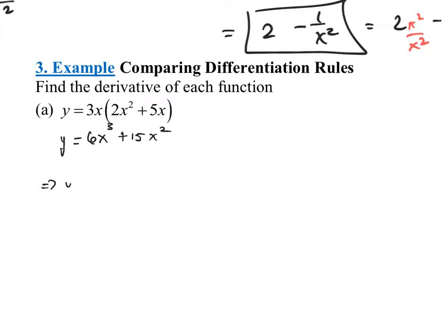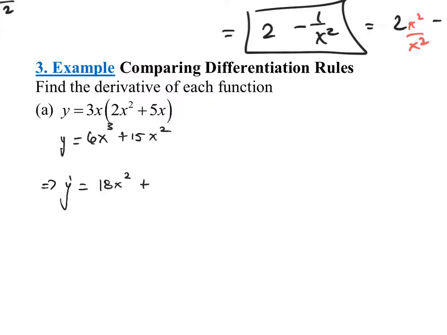And that would tell me I could simply find y prime, the derivative. 6 times the derivative of x cubed would be 6 times 3x squared. 6 times 3x squared would be 18x squared. Plus 15 times the derivative of 2x.